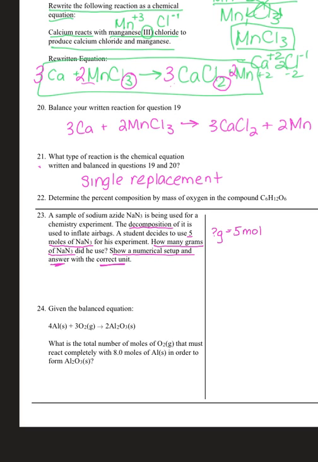We are going to need a molar mass for NaN3 to use for our conversion factor. We have Na, which is 23, and we have 3 nitrogens, which is 14 times 3. So that is going to give us a molar mass of 65 grams per mole. And now we can use this as our conversion factor.